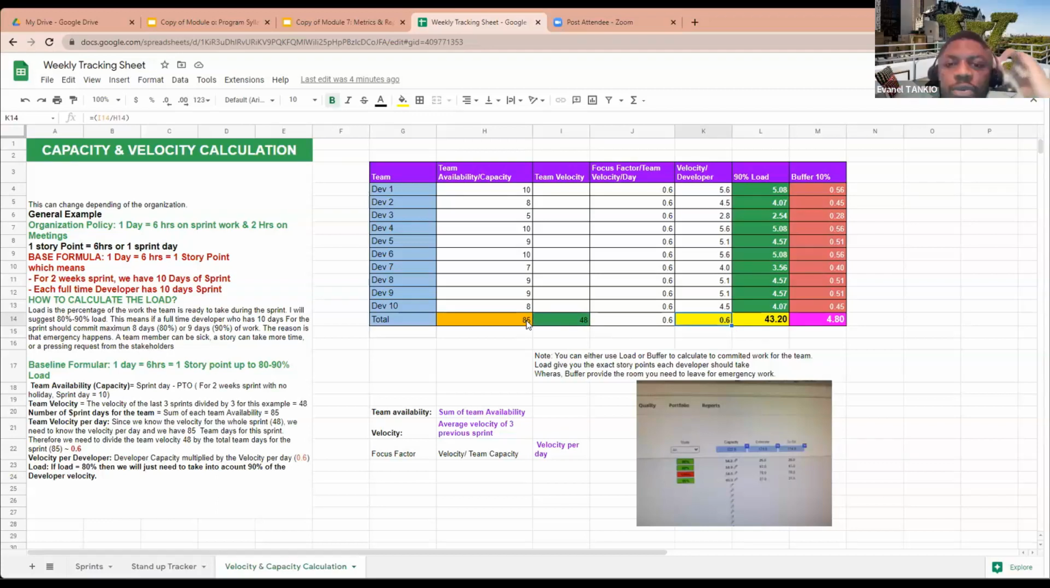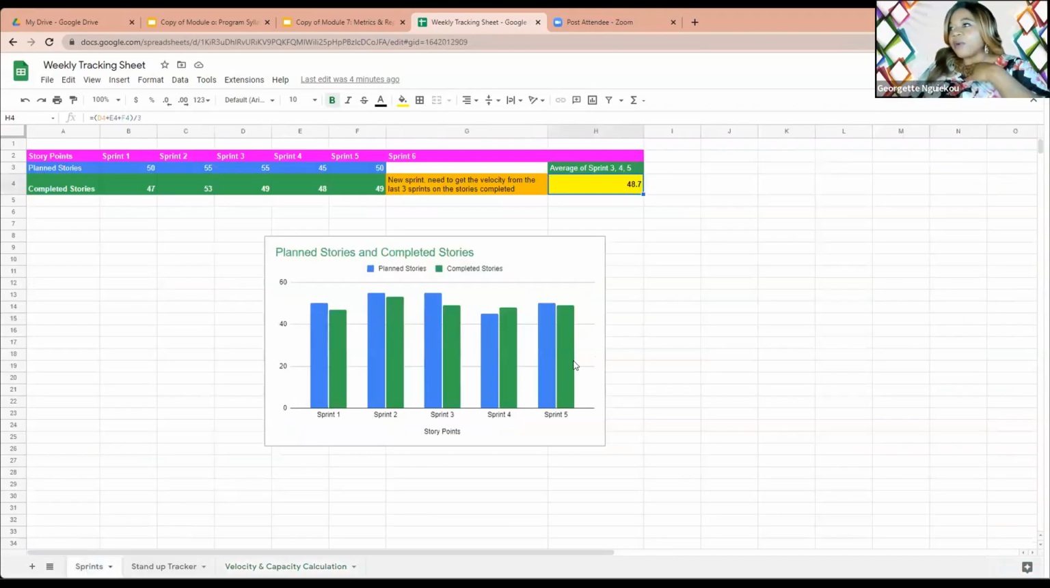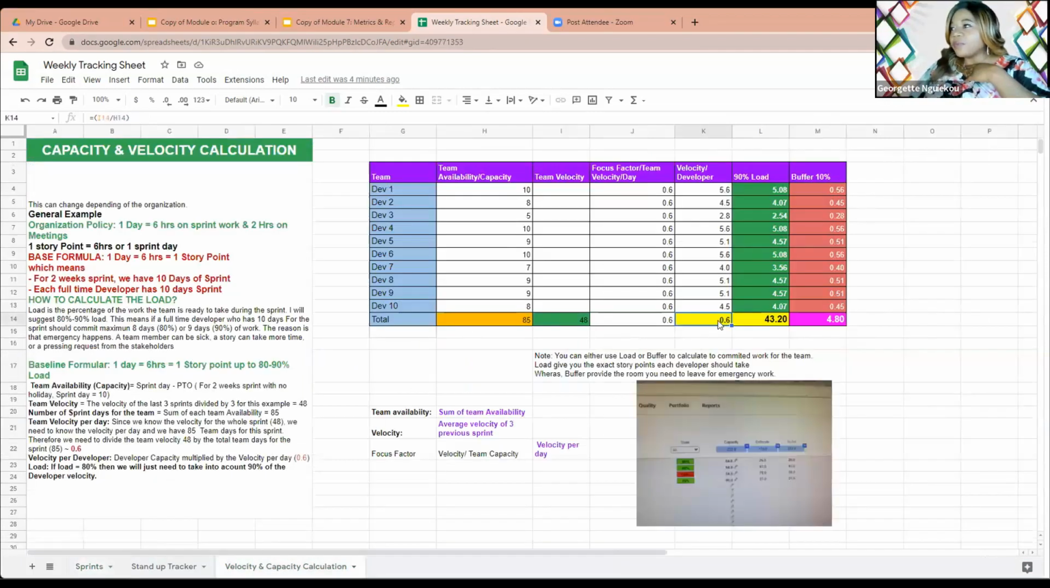Now, how did we get 48? Remember, we went here and then we calculated our velocity, which is the average of 3 sprints, which is 48. That's where we got it. Now we came here and we put the 48, and we also add all the team availability. We have 85 and we have 48 story points. For us to know how many story points the team can complete in 1 day, we have to divide 48 by 85. It gives us 0.6, and we call this focus factor.